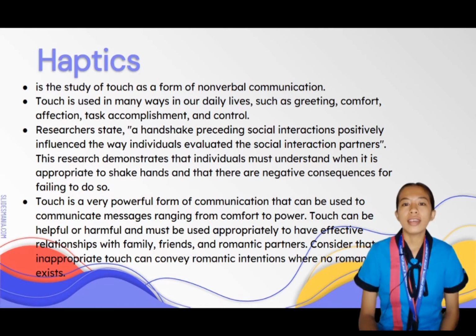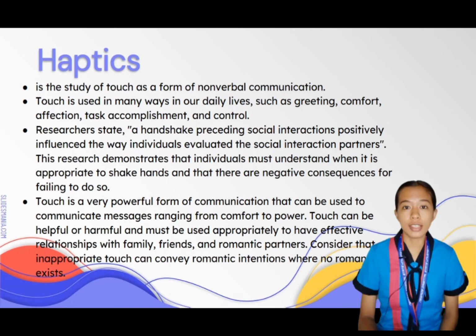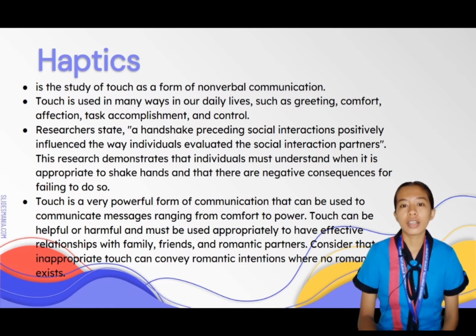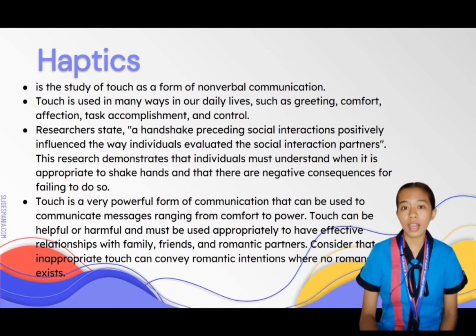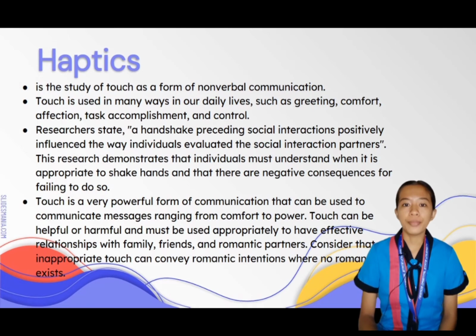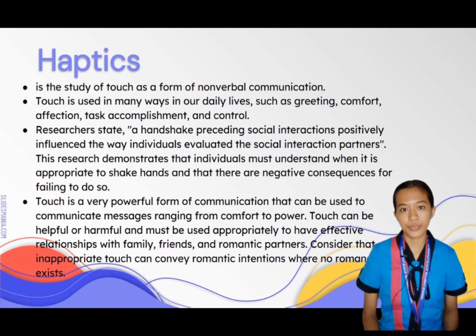Several factors impact how touch is perceived. These factors are duration, frequency, and intensity. Duration is how long touch endures. Frequency is how often touch is used, and intensity is the amount of pressure applied. These factors influence how individuals are evaluated in social interactions.